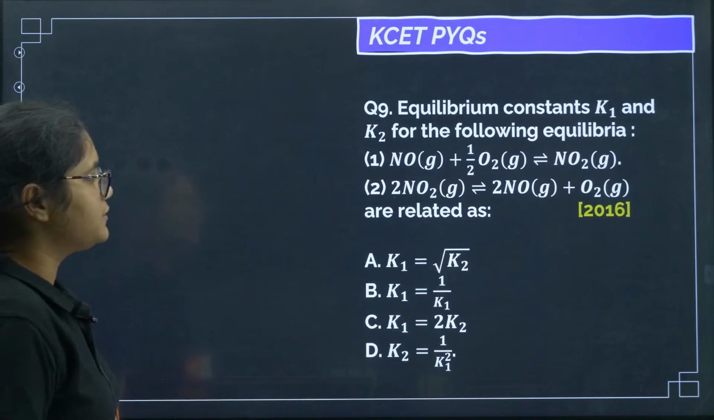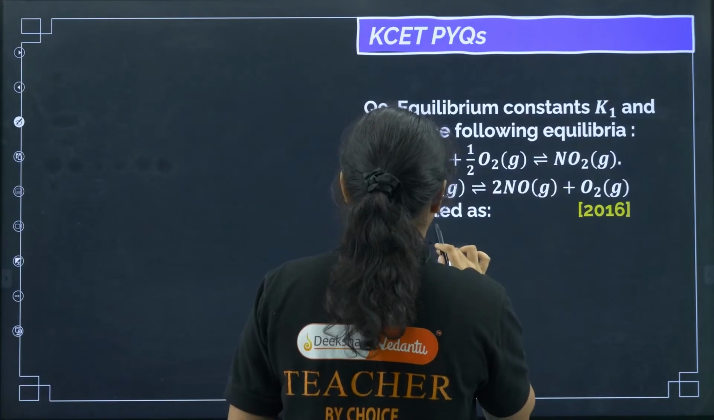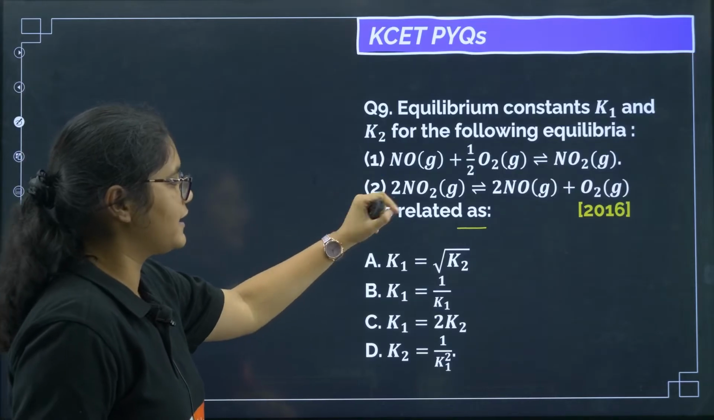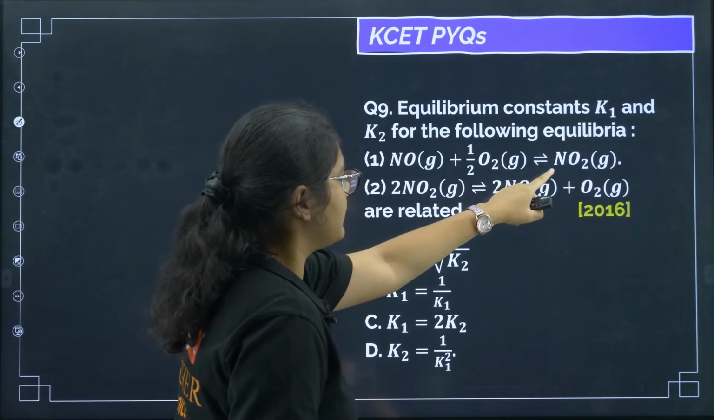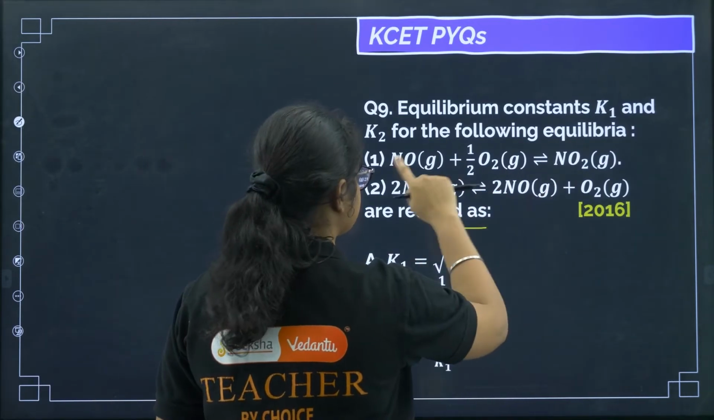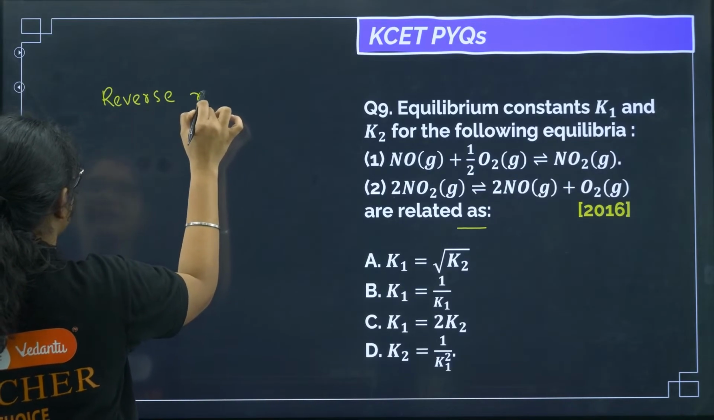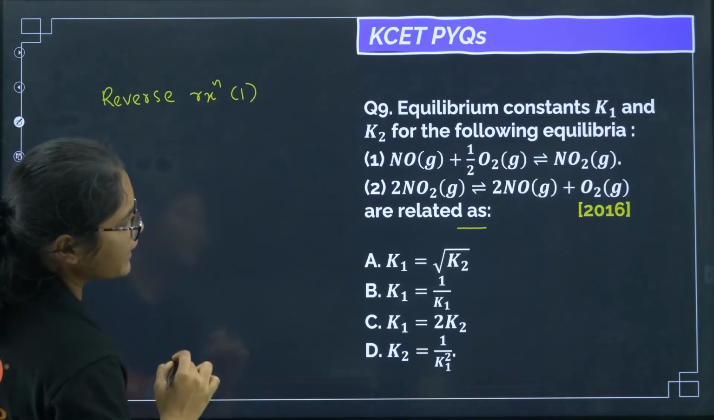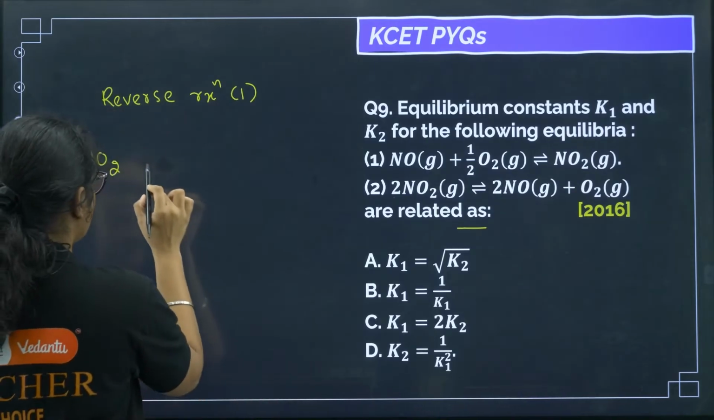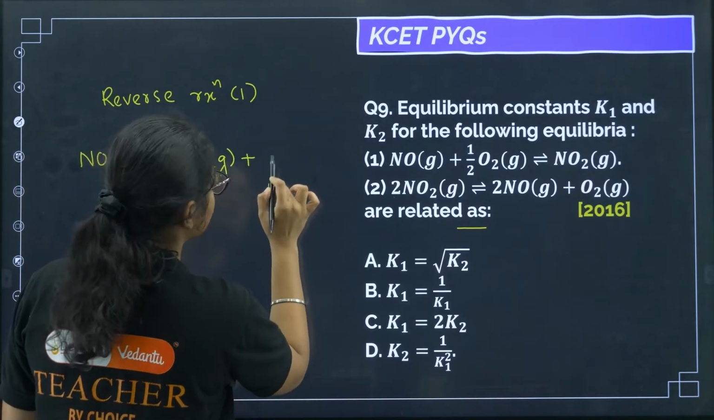Next question, equilibrium constants K1 and K2 for the following equilibria are given, and they are related as. Now if you see, in the first reaction NO is on this side, NO2 is on this side, and in the second reaction NO2 has come towards the left hand side. That means this reaction has been reversed. So what I'll do, reverse reaction number 1. So what I will get here, NO2 is giving NO gas plus half O2.